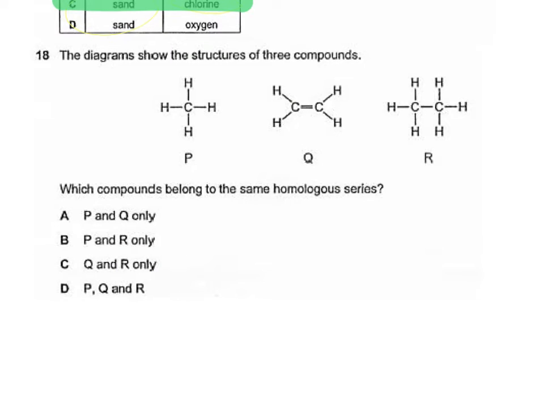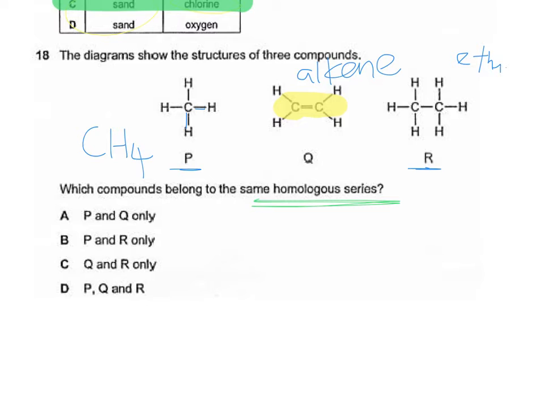Question 18. Now you are shown structures of 3 compounds. They are asking which belongs to the same homologous series. Now we're looking at the same family with the same functional groups. So obviously over here you can see the carbon-carbon double bond in Q. This is typical of the alkene family. Whereas P and R, they're all saturated compounds, carbon-carbon single bonds. In fact, the first one, CH4, is your methane. C2H6 is your ethane. P and R both belong to the alkane family. So the answer for question 18 is B.